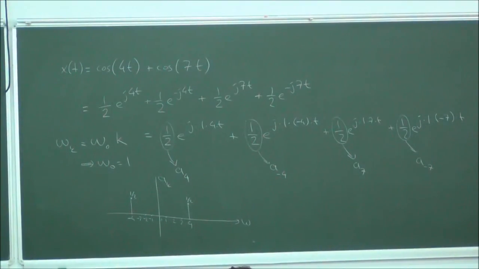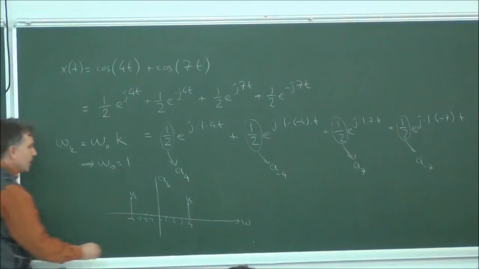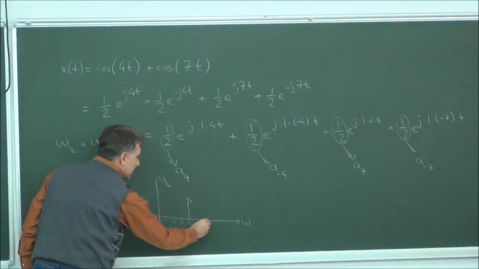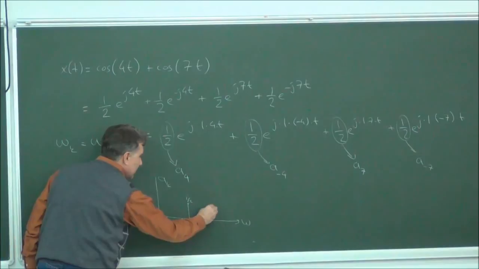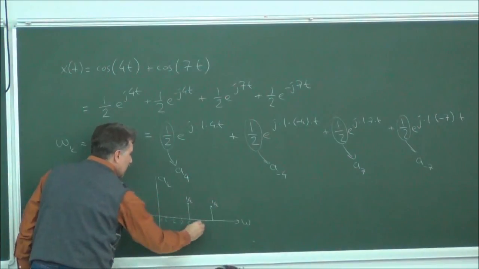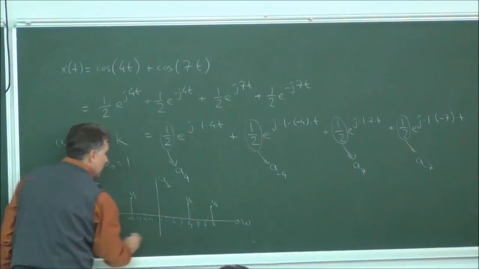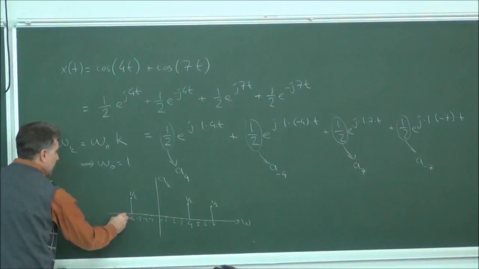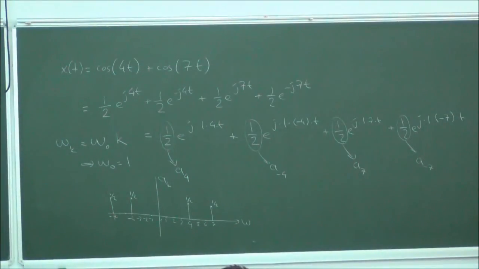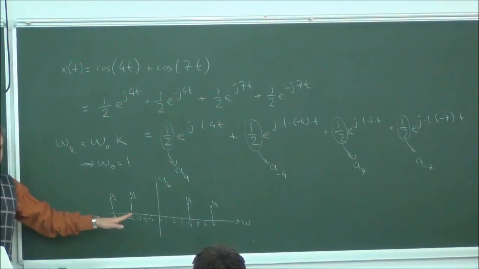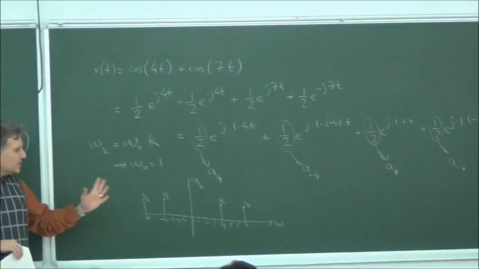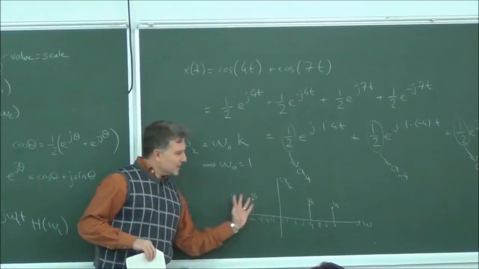A4 and A minus 4 are 1 over 2, 5, 6, 7 is also 1 over 2, and minus 5, minus 6, minus 7 is also 1 over 2. The others are zeros. So it has basically these 4 harmonics at 2 distinct frequencies. Usually these 2 are symmetric, as you see.